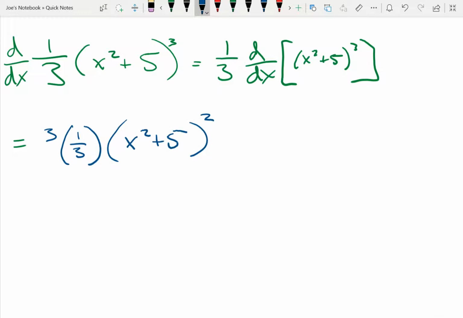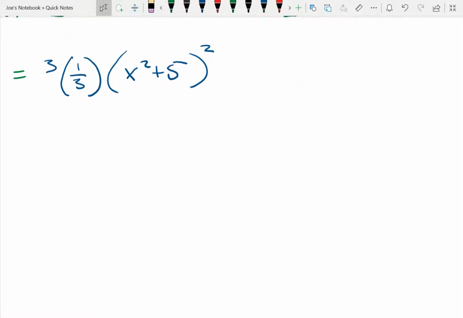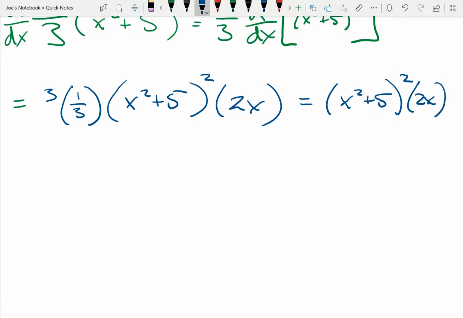Let's say the statement one more time: derivative of the outside, leave the inside alone, followed by the derivative of the inside. So now I have to follow that with a product, multiplied by the derivative of the inside. The derivative of the inside is 2x. Let's clean that up. 3 times 1/3 is 1. So it's x squared plus 5 to the power of 2 times 2x.